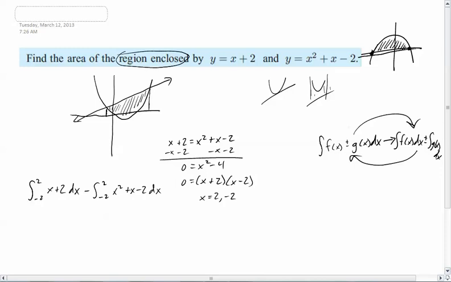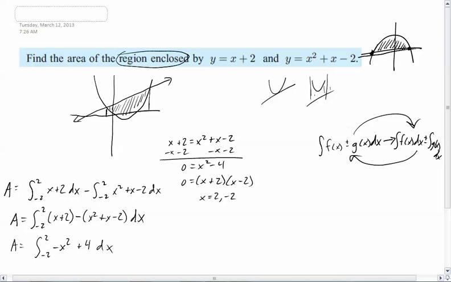So that's what I'm going to do here, is instead of having the area is equal to these two integrals, I'm going to rewrite it so the area equals the integral of negative 2 to 2 of x plus 2 minus x squared plus x minus 2 dx. And so essentially I've just put them together. Now I can combine that, which means in the end, I'm only going to have to do one integral. So I've got negative x squared, I've got x minus x, which would be 0, and then I've got 2 minus negative 2, which would be plus 4. And so there we go. From here, I should be able to just take the integral and solve it.